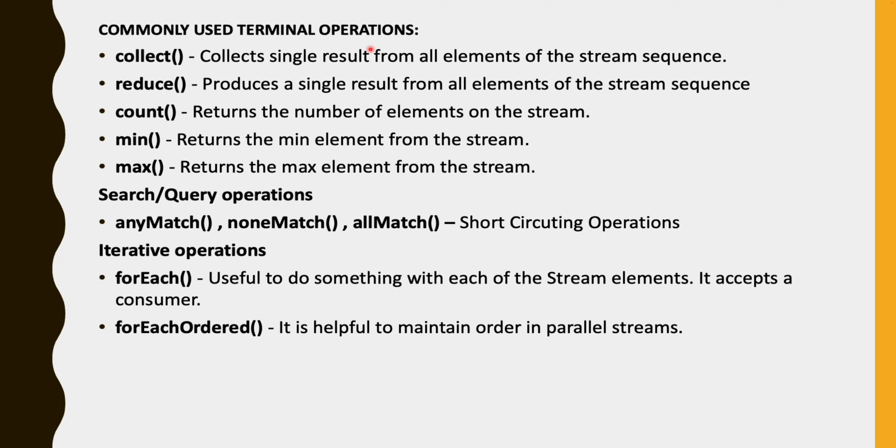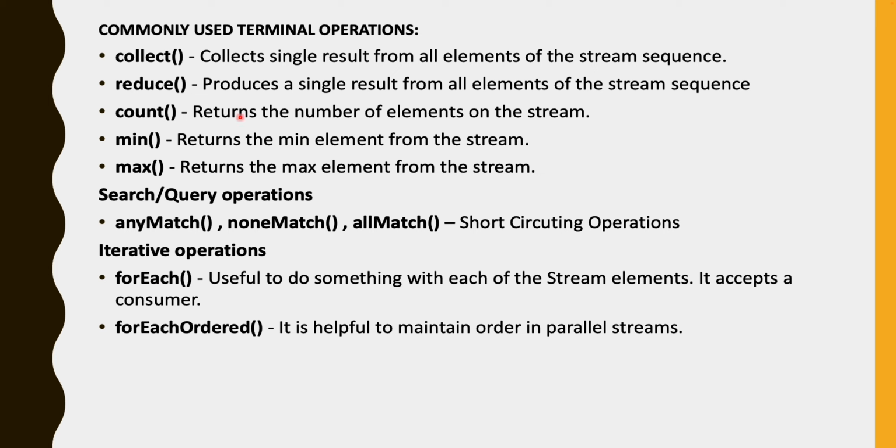These are the commonly used terminal operations. These will collect the stream elements into a single result. For example, collect of Collectors.toList will return a list of elements. Reduce will produce a single result from all the elements of the stream sequence. Suppose I want to sum all the elements in the stream, then I'll go with reduce. We'll see all these with a coding example.